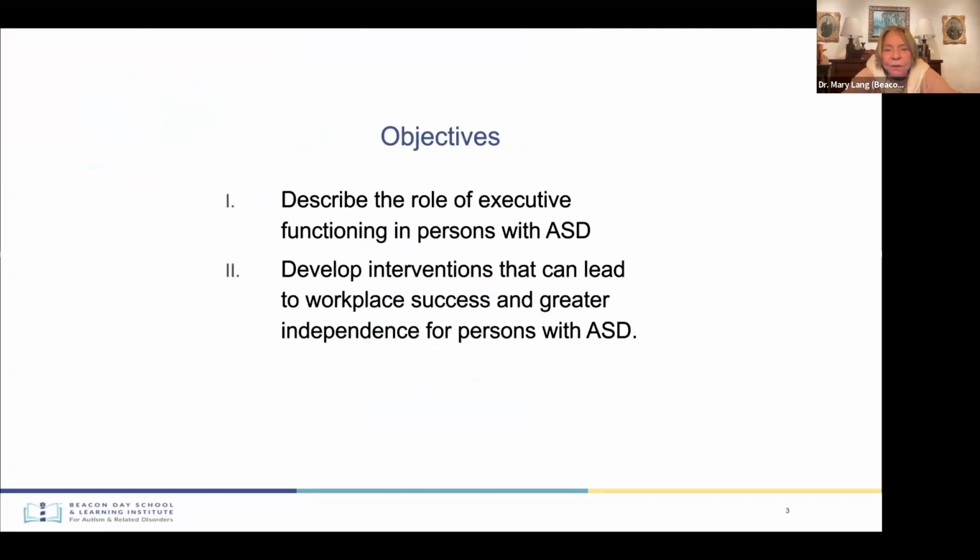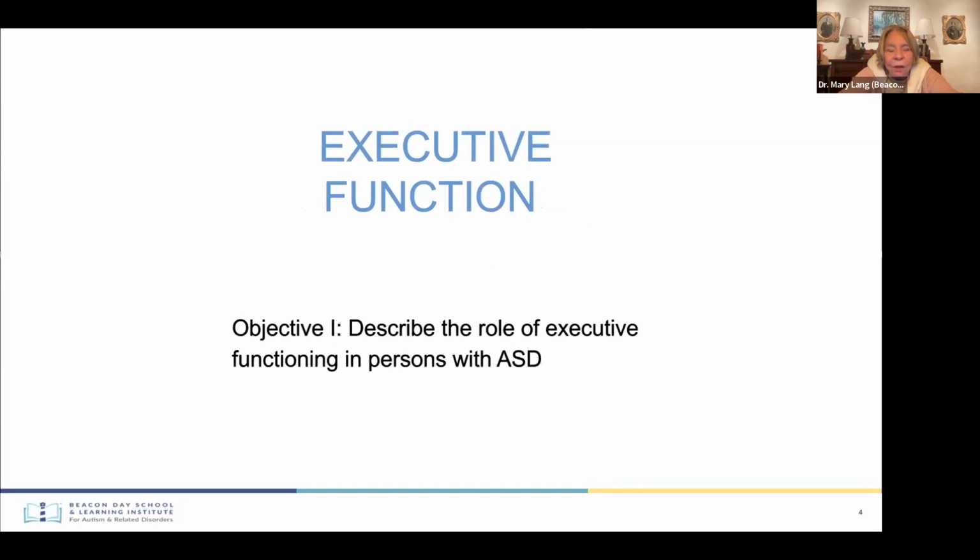The objectives for today are to describe the role of executive function in persons with ASD, and to develop interventions that can lead to workplace success and greater independence. Okay, so objective one, let's talk about the role of executive functions in persons with ASD. And I will first describe what happens in a neurotypical situation.